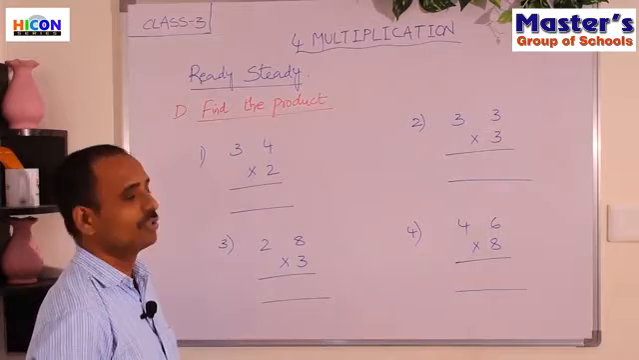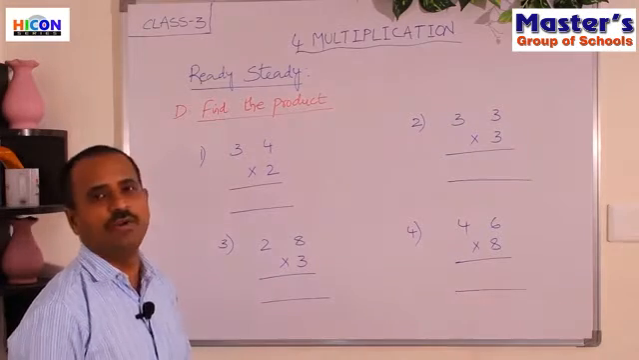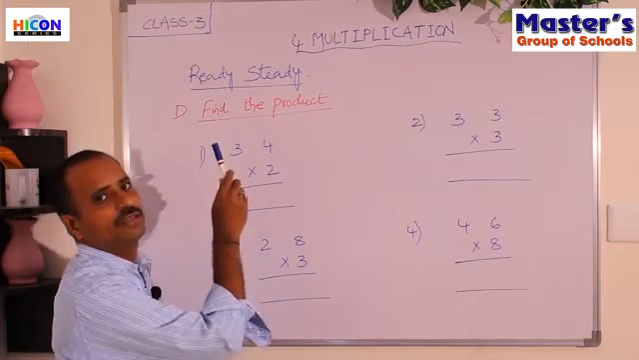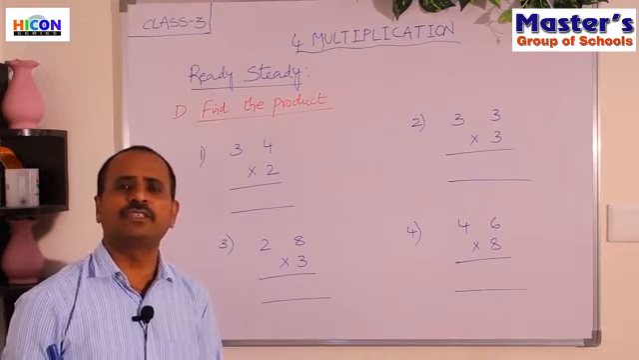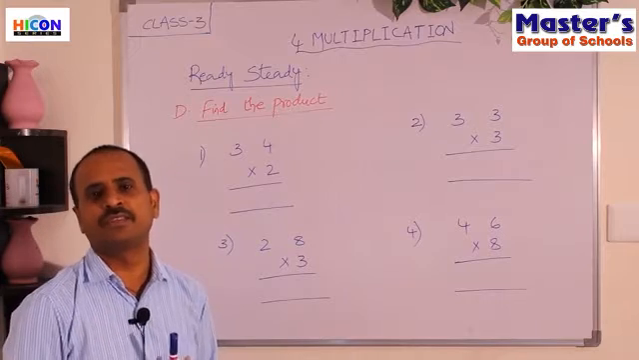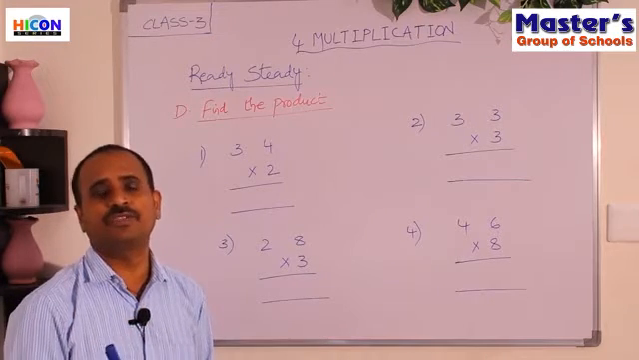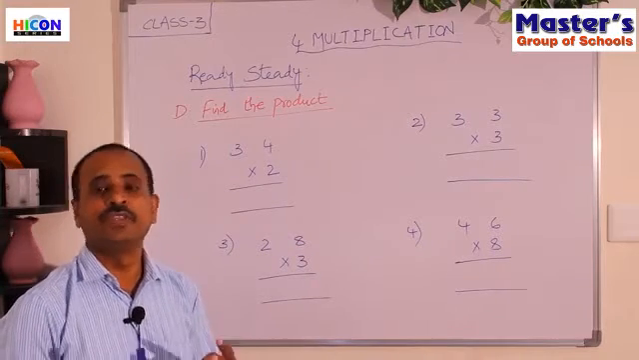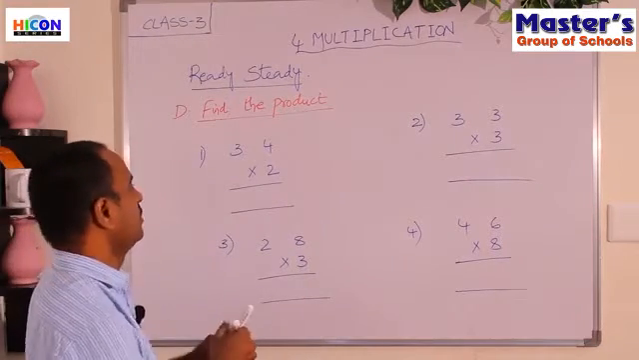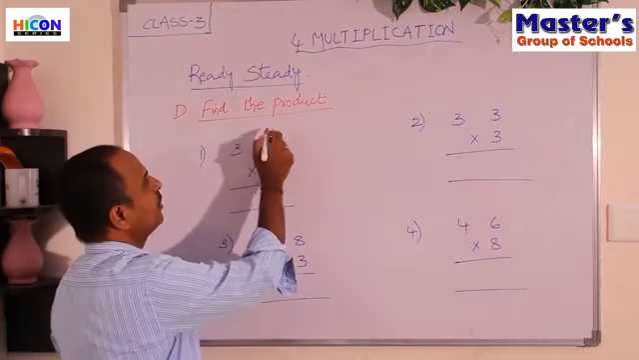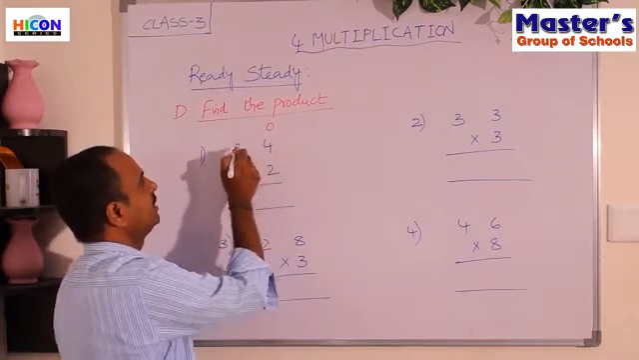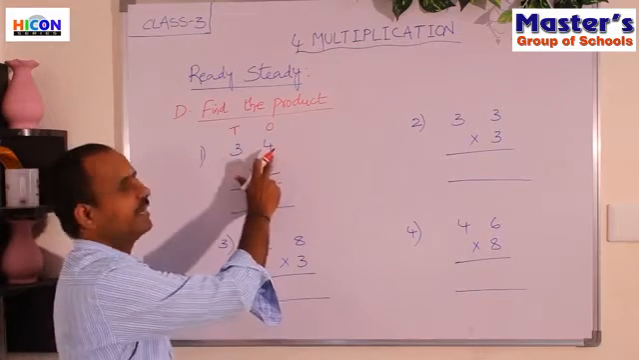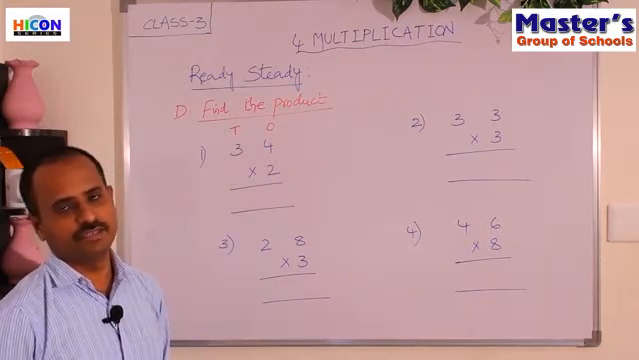Now do the multiplication. How can we multiply first? First we have to multiply this single digit number with the ones place. In the same way as addition and subtraction, we start from the ones place, we have to start the multiplication with the ones place. This is the ones place. In 34, 4 is present in the ones place and 3 is present in the tens place.